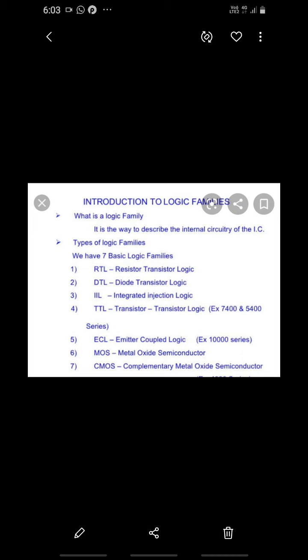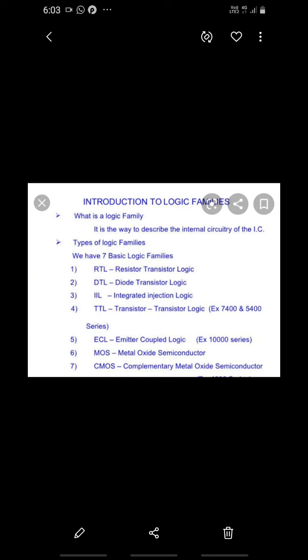I explain about the logic families. What is the logic family? It is the way to describe the internal circuit of the integrated circuits. So here there are different types of logic families. We have 7 basic logic families.